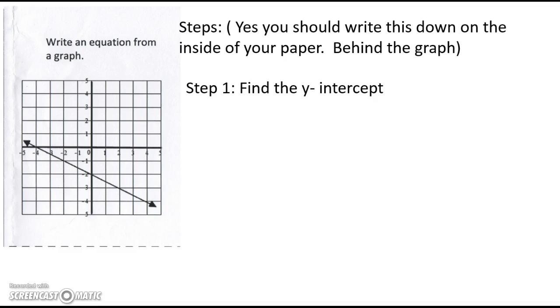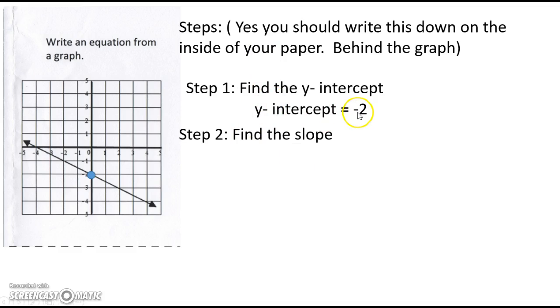Keep in mind, if you're not paying attention, the video is not going to stop or rewind. Here we go. Y-intercept right there. Boom, -2, right where your line crosses the y-axis. Done. Step 2, find the slope. Write it down. Write that your y-intercept is -2. Write down step 2, find the slope.